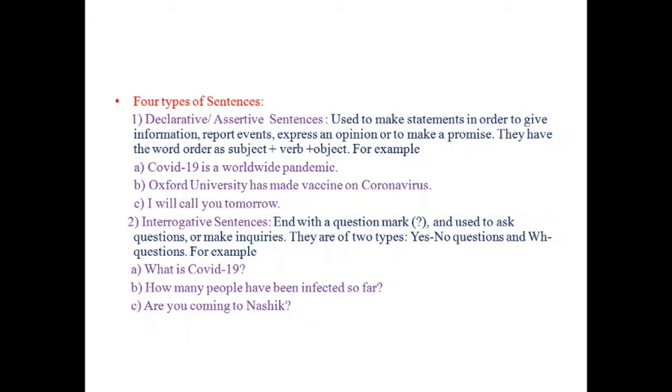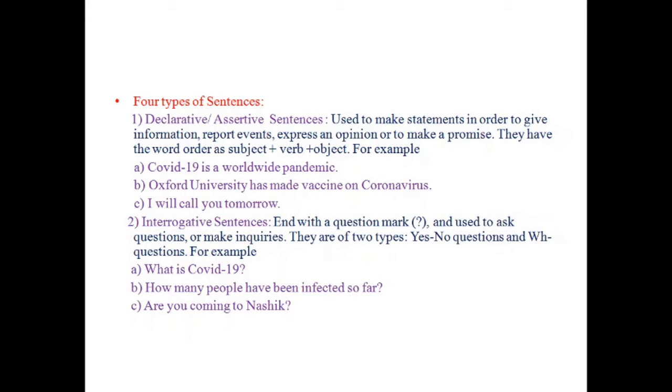Let us see a few examples given below. What is COVID-19? Friends, this sentence is an interrogative sentence because it begins with the WH word what and ends with an interrogative mark. This sentence asks a question. And what is that question? What is COVID-19? That is why this is an example of an interrogative sentence.